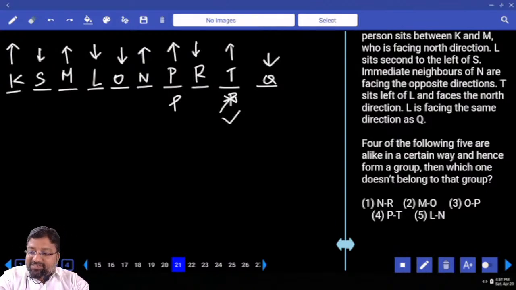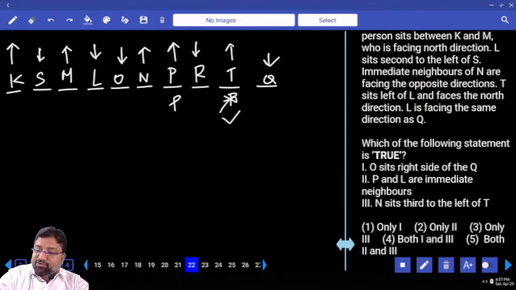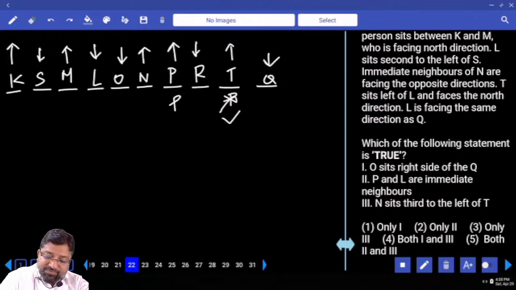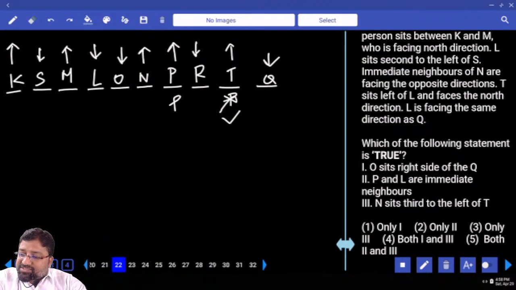So which option is our answer now? P and T, the fourth option. Which of the following statements is true? Let's see. O sits to the right side of Q. Yes. P and L are immediate neighbors. No. N sits third to the left of T. Yes. Your answer should be both 1 and 3.